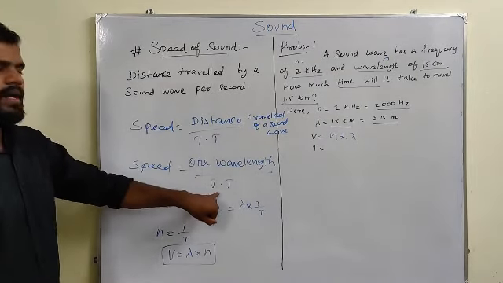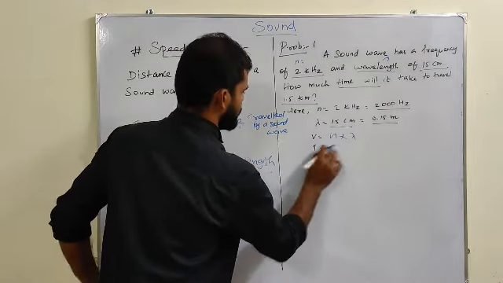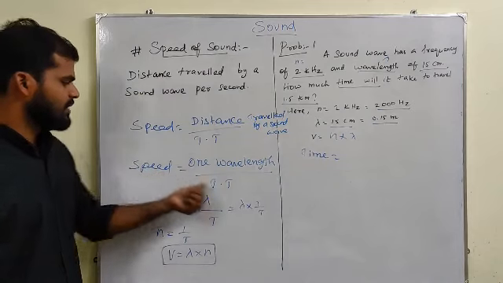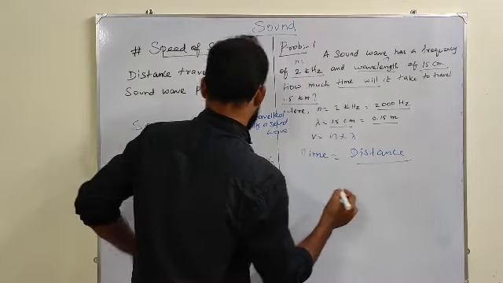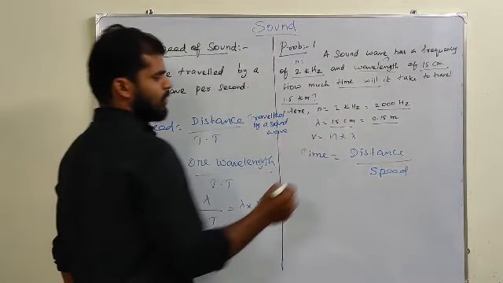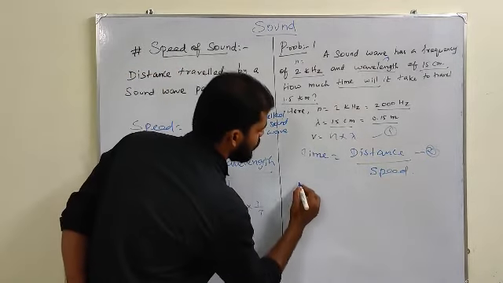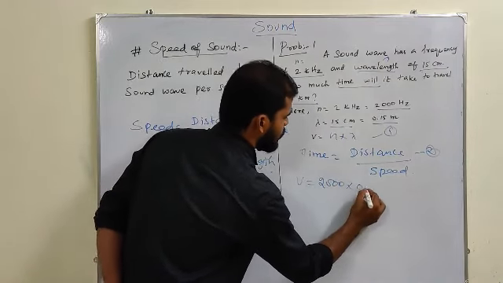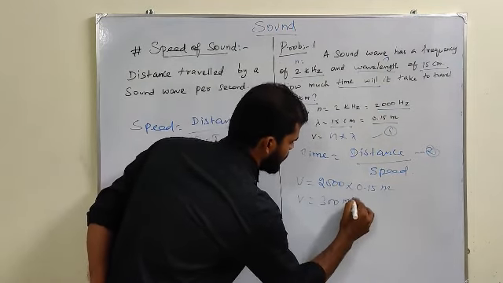So what should I do? Time is equal to, time should be taken this side, so speed will come down. So t is equal to distance by speed. That's it. So we know formula 1 and formula 2. First I need to find out V. V is equal to the n value, 2000 into 0.15 meter. So V is equal to these two, you get 300 meter per second.